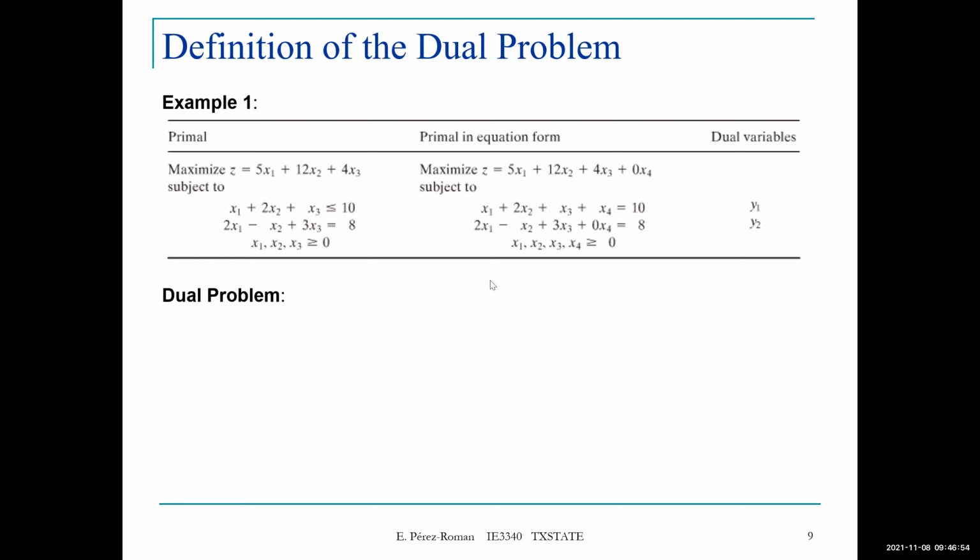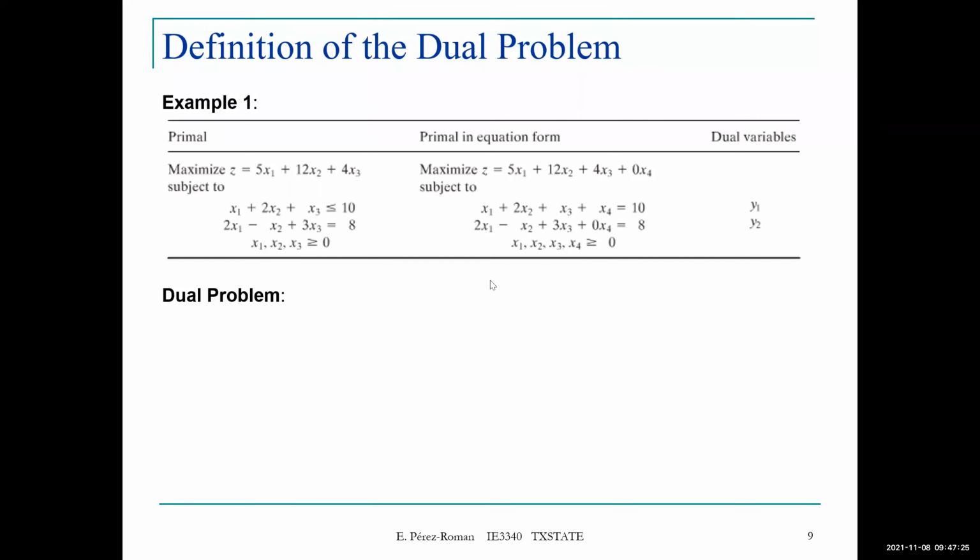So in this case, you see we have an x4. x4 is a slack that we are using to make that first constraint an equation. And then for the second constraint, we don't need a slack because we already have an equality. So we are setting it up with 0 times x4, which is 0. So that's the equation form for this original problem.